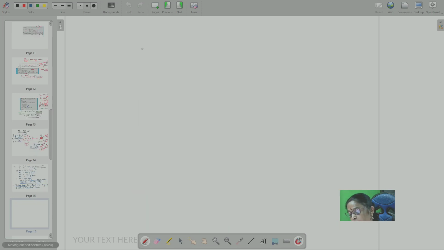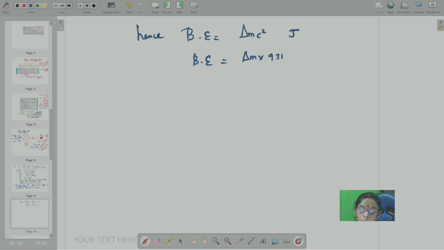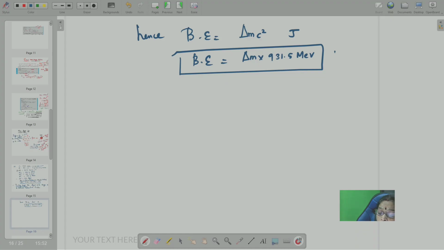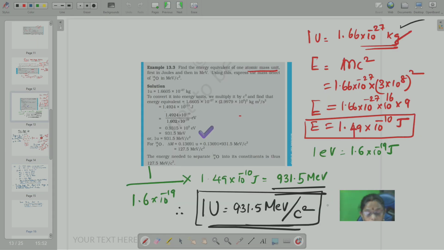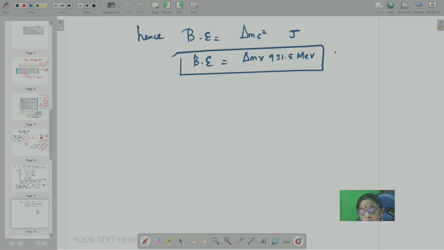Therefore, I can write binding energy is equal to delta M into c square joules. Or I can write binding energy is equal to delta M into 931.5 mega electron volt. So instead of joules, I am writing mega electron volt, because I have already known that. How did we calculate in terms of mega electron volt? What is 1 u in mega electron volt? 931.5 mega electron volt. In the same way I am writing here. So in mega electron volt, I have converted these joules. So now we know what is mass defect and what is binding energy.